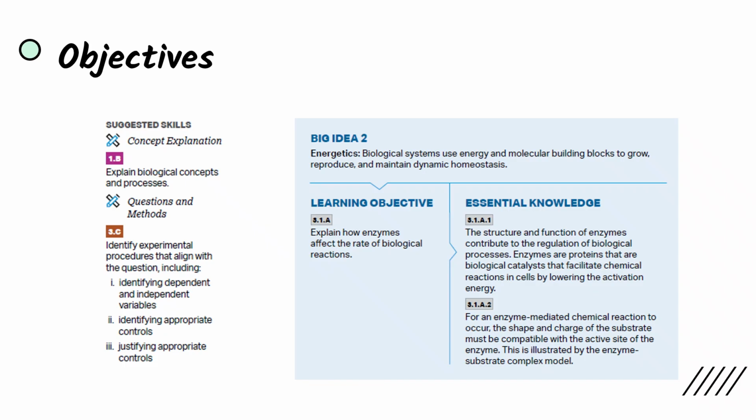questions and methods 3C, identify experimental procedures that align with the question, including dependent and independent variables, appropriate controls, and justifying controls, which is a question that will often be asked on the exam where you have to determine within an experiment what is the dependent variable, what is the independent variable, and what changes could be made to the experiment to make it better, and what justifies those changes.